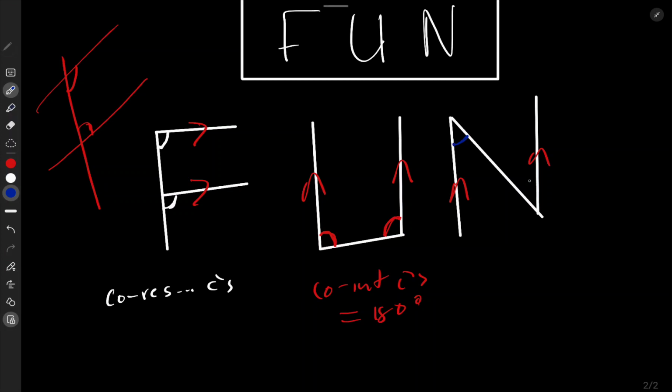Okay, so now Z for fun, the last one is Z. Okay, how did I say that now?